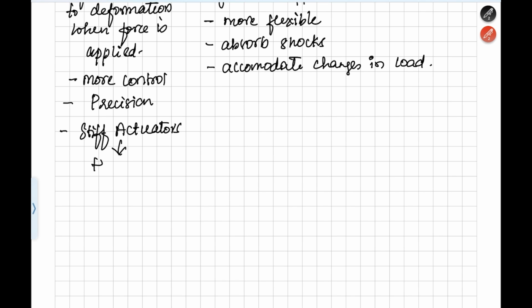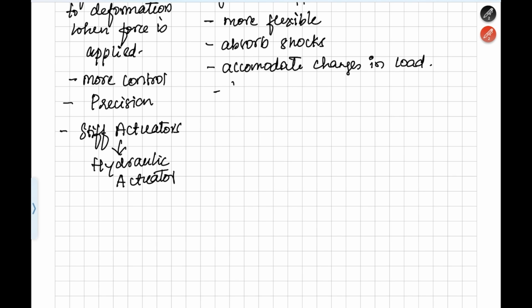Looking at the examples, if we have to speak of stiff actuators, we can take hydraulic actuators. These hydraulic actuators will have precise control, and they are mostly used in robots where accuracy plays a very important role. For example, speaking of robotic arms, accuracy matters a lot there, right?